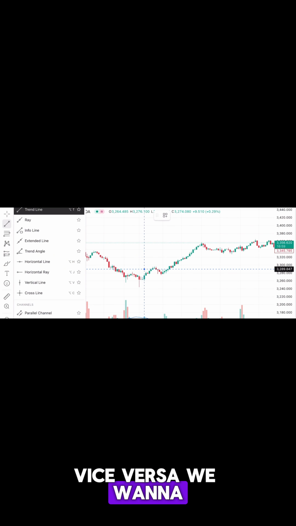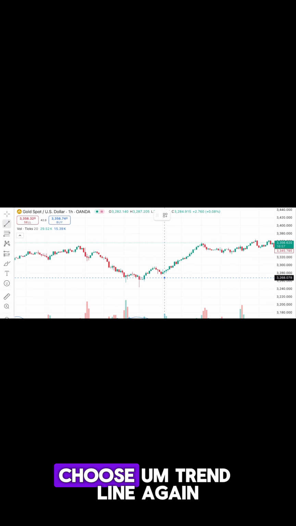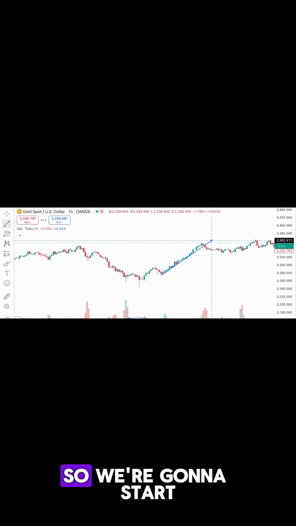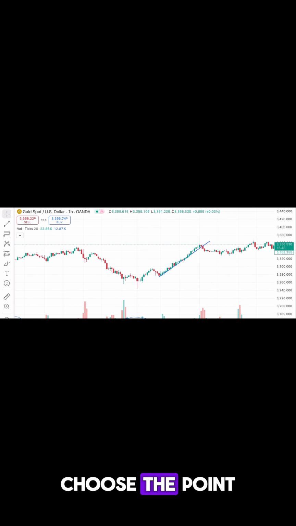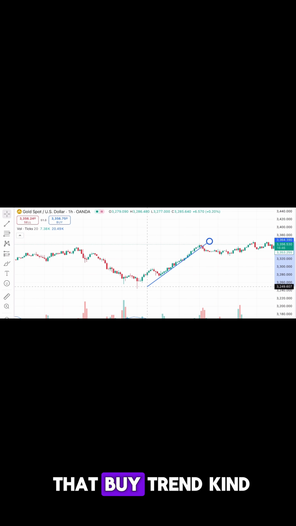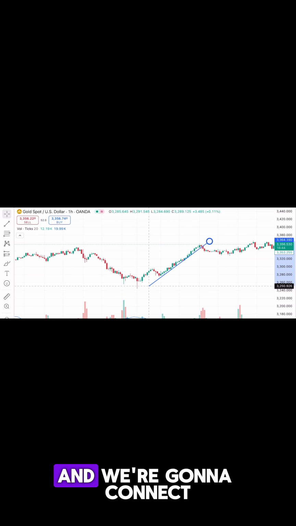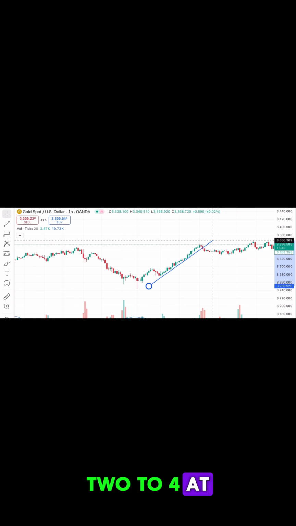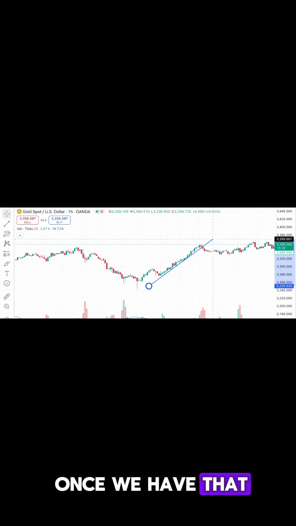Vice versa, we want to go over to the side, choose trend line again, and we'll do the same exact thing for our trend in the buy direction. We're going to start at the bottom, choose the lowest point where that buy trend started, and connect 2 to 3 points, 2 to 4, at least 2. Once we have that, we have our trend line.